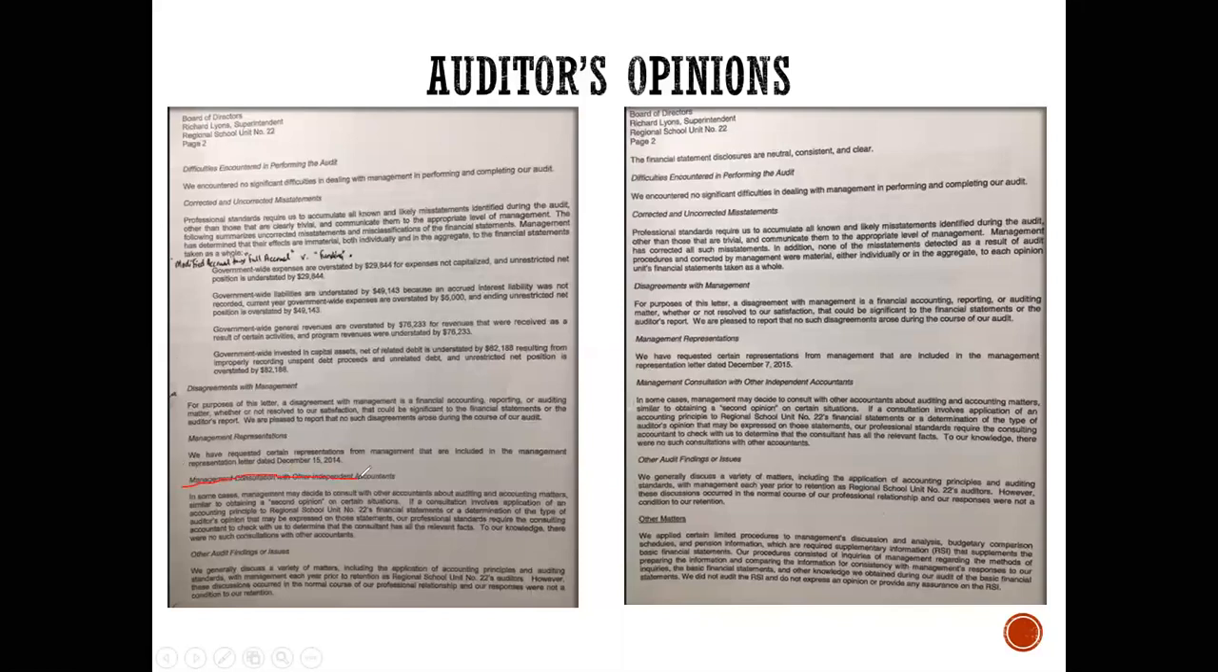In some cases, management may decide to consult with other accountants about auditing and accounting matters, right? So if for some reason the organization decides we'd like to get somebody else in here, maybe look at it a little bit differently, you can always get a second opinion, kind of like you would with a doctor. Very similar. Over here, once again, this is another year, and they have the same verbiage in here. This is pretty standard, if they want to go and get another opinion.